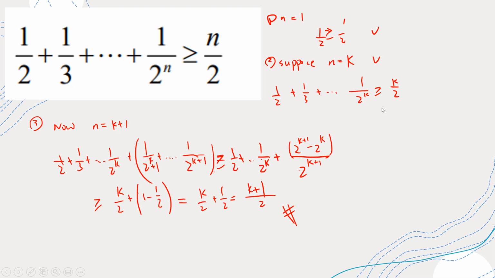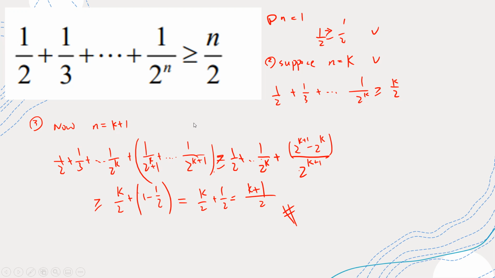So I use the induction step here. I replace this term with this. So it's easy to prove this. So this is just k plus 1 divided by 2, right? So now we prove this result because we start from supposing n equals k, and then we are able to use the induction step to show that n equals k plus 1 is still okay.